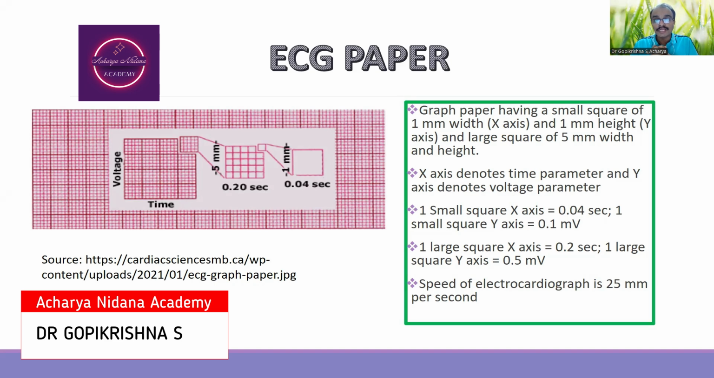As far as the speed of the electrocardiograph is concerned, it is 25 millimeter per second. One small square on the x-axis represents 0.04 second, and one large square represents 0.2 seconds. Whereas one small square on the y-axis represents 0.1 millivolt, and one large square on the y-axis represents 0.5 millivolt.